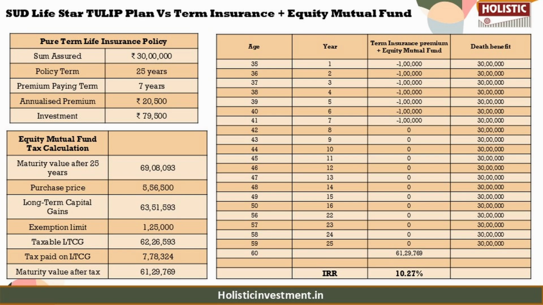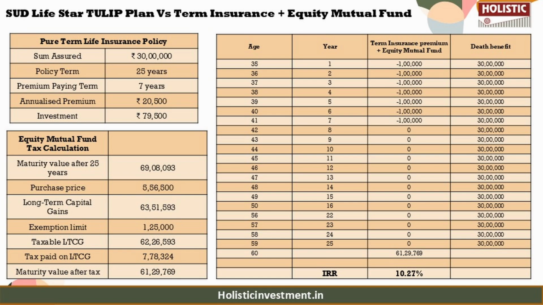So for a life cover purpose, we have opted for a pure term insurance policy with a sum assured of 25 lakhs, which costs us an annual premium of 20,500 rupees per year. So this leaves us with a balance of 79,500 rupees per year, which can be invested in line with your goals and risk profile.